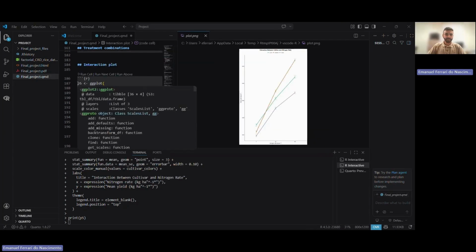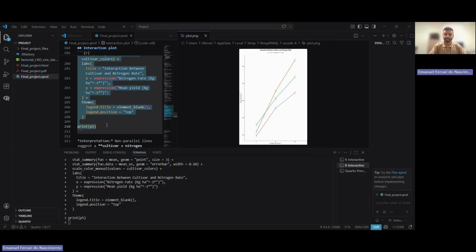With this interaction plot here, we can see that the lines are not parallel, indicating a potential interaction between the factors cultivar and nitrogen level, meaning that the effect of one factor is not the same across all the levels of the other factor. For example, here we can see that the yield of the cultivar Diamond, represented by the orange color, increases more with the nitrogen levels compared to the yield of the cultivar Ozark, represented by the purple color.